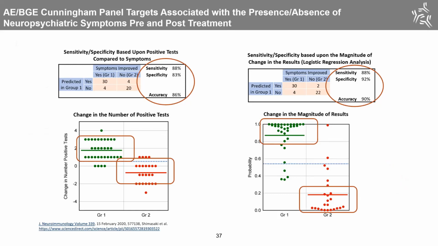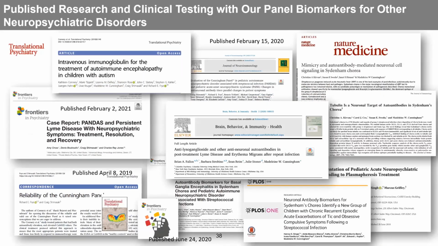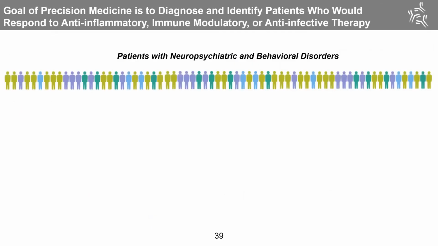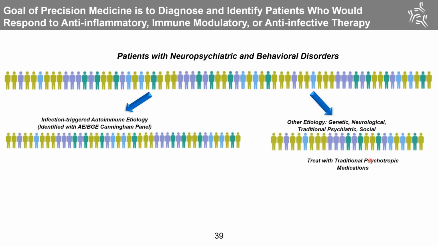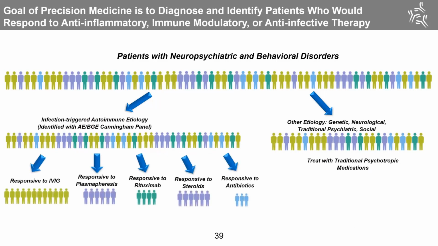And then we've looked at studies, and these are available, in various other conditions. Other clinicians have published studies, like in schizophrenia, in which patients were diagnosed with schizophrenia, but there was actually an immune-mediated component. The positive test showed them that they needed to treat the immune dysfunction. Lyme, PANDAS, other types of studies, and those are freely available on our website, or reach out to us and we'll send you those. The goal in precision medicine is that we can diagnose patients with neuropsychiatric and behavioral disorders, and separate those into those who are genetic, non-immunological, or traditional psychiatric and respond to psychiatric medications, and those that are infection-triggered autoimmune, which would be responsive to other types of treatment, related to what I'll briefly share here in a second.